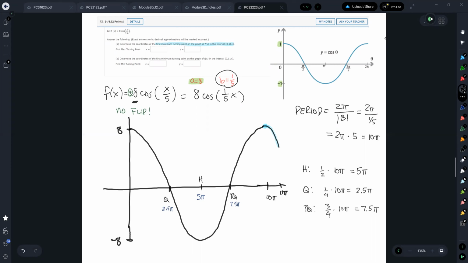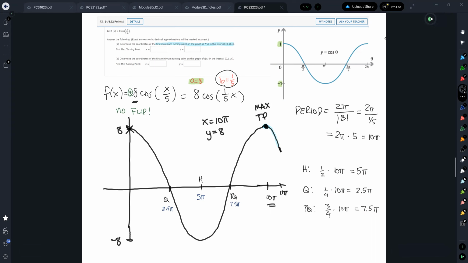Right, so it says don't include 0. All right, so that means that if you don't include this point, then this is going to be my high point. So my x coordinate for the maximum turning point is 10 pi. And then the y coordinate would be positive 8. Right. So it says not include 0, so we don't include this point, but it goes to 11 pi, so that means that this is going to be part of the given interval.